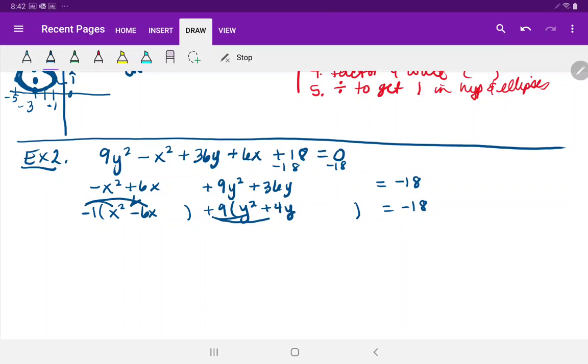Now I'm going to put a little star here on this one because this one's sign changed. And that always happens when you factor out a negative in the front. So when you factored out that negative, it just changed that middle sign.